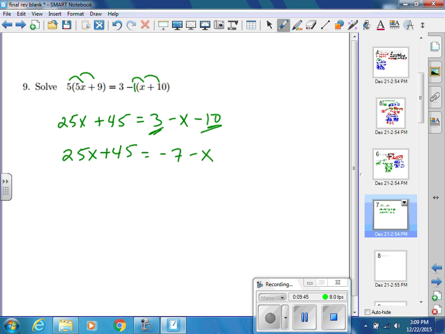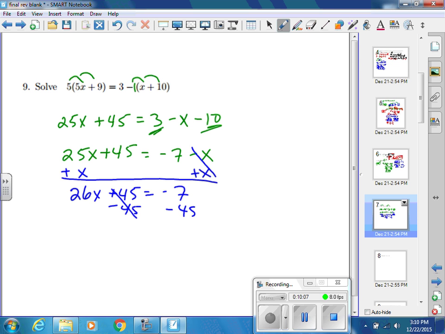Alright, now I start moving stuff. Move stuff from the left to the right. It's up to you. You want to move x's first, you want to move numbers first, you want to move from what side, whatever. We don't care. I'm going to move my x's first. Add my x, add my x. So I get 26x plus 45 equals minus 7. Minus my 45, now those are my numbers. Minus 45. Draw my line. I get that this is negative 52. 26x. Now I divide by 26, and I end up with negative 2 is x.